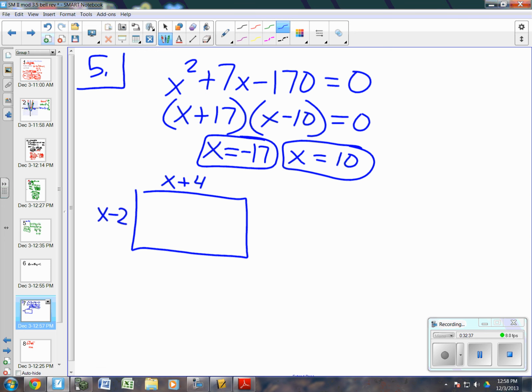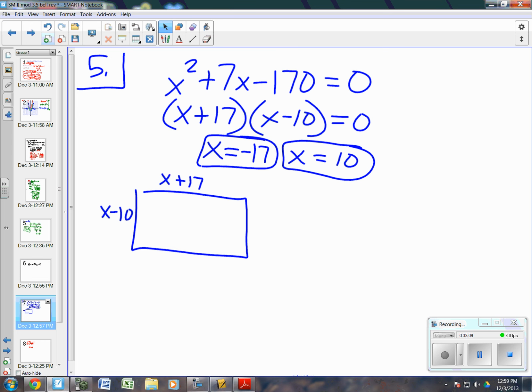Okay? And it says, describe the rectangle the equation fits with. Actually, I'm guessing the answer would be, yeah, x plus 17 and x minus 10 is what it's looking for. Okay? That's what it's looking for, because the 2 factors are what it's looking for. Do you understand that part?